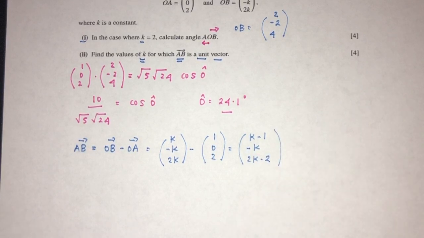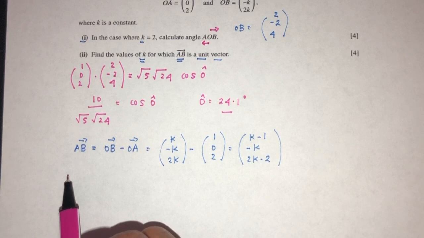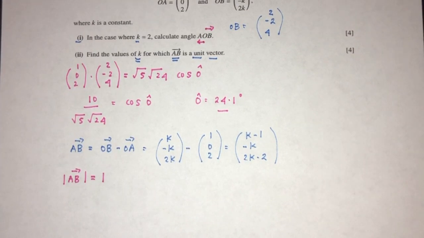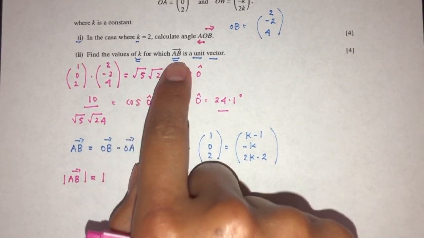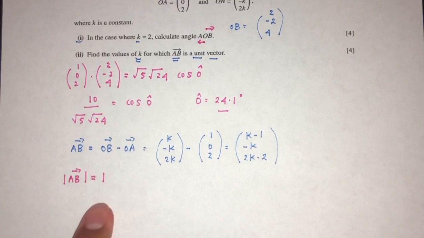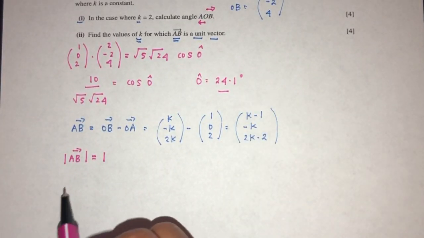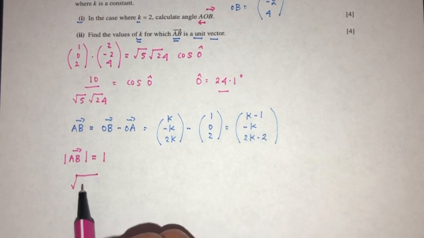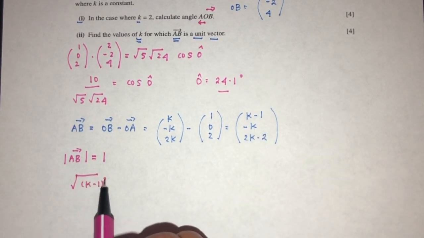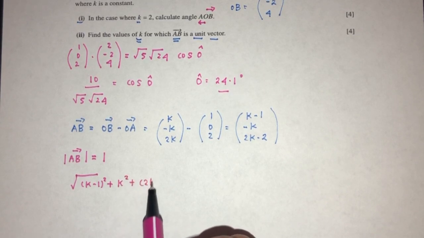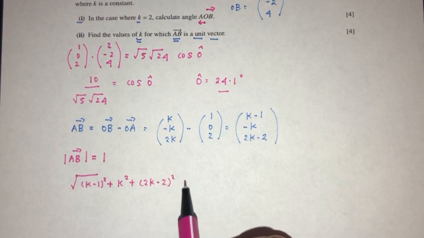Now we know that AB is a unit vector. It means that the magnitude of AB has to be 1. That's the main idea behind this. If it is a unit vector, the magnitude has to be 1. So how do you find the magnitude of this vector? You square everything and take the square root. You have the square root of (k minus 1) squared plus k squared plus (2k minus 2) squared, which has to be the value of 1.